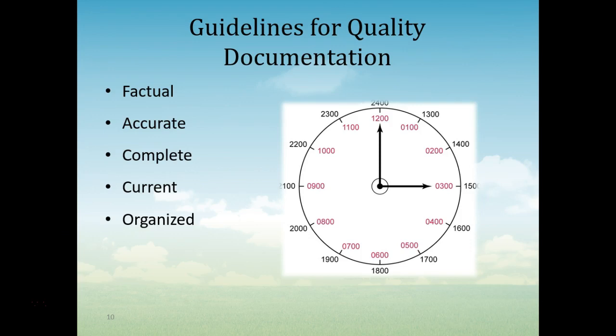Quality documentation has 5 important characteristics: that it is factual, accurate, complete, current, and organized, so in chronological order. It is easier to maintain these characteristics if you continually seek to express ideas clearly and succinctly. Okay? This slide is extremely important. We need to make sure that we stick to the facts.